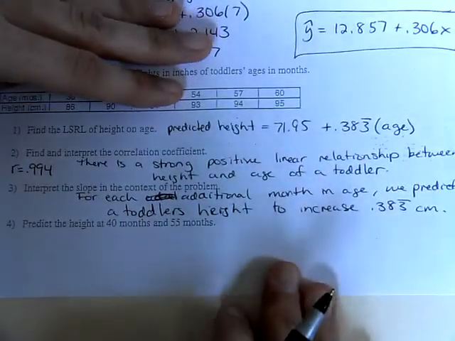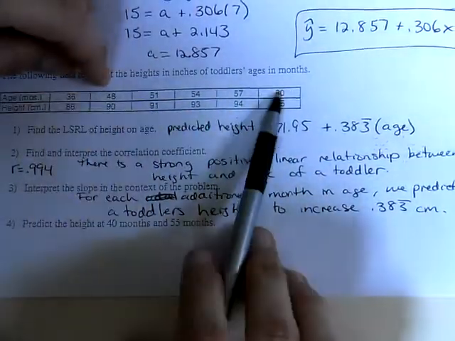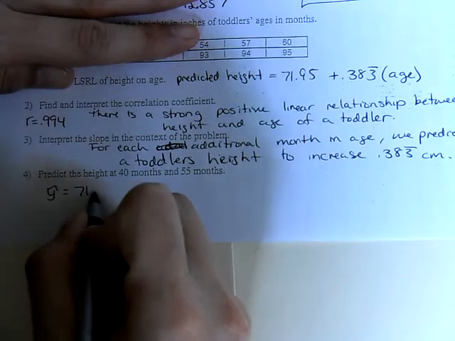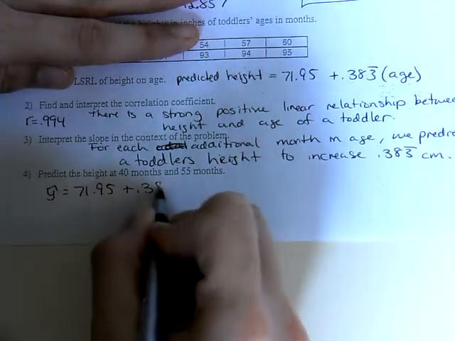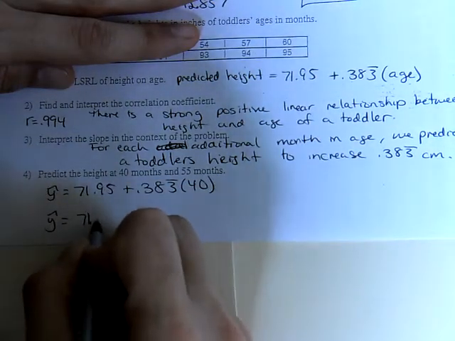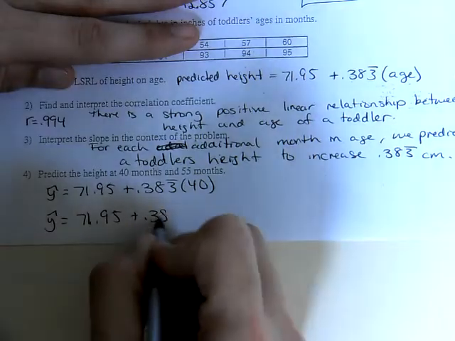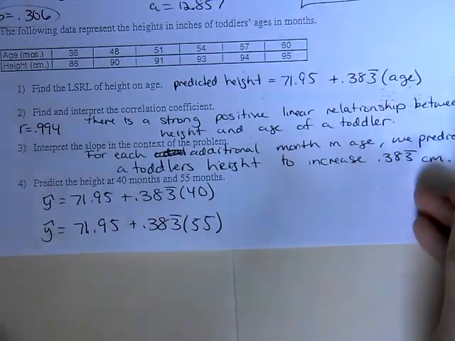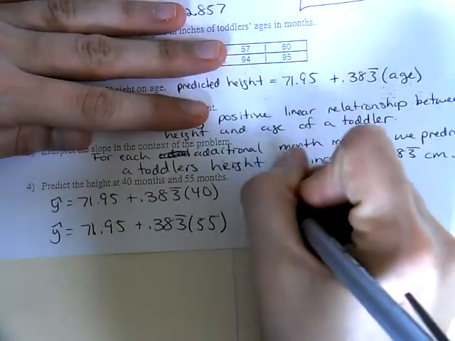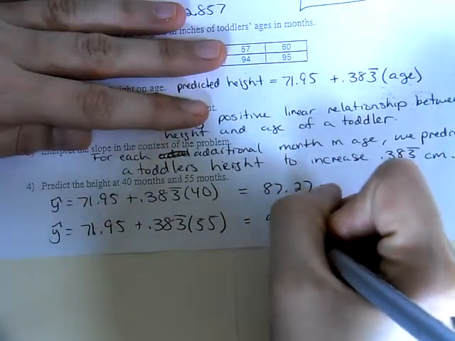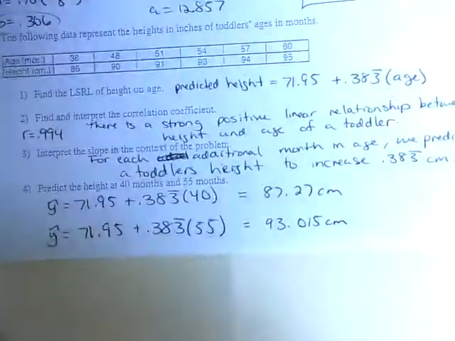Predict the height for 40 months and 55-month-old. Both of those are within our range of our data, so we're okay to do that. We don't have to worry about extrapolation. So again, you're going to do y hat equals 71.95 plus 0.383 repeating times 40, and 71.95 plus 0.383 repeating times 55. So for 40, you should get 87.27 centimeters, and for 55, you should get 93.015 centimeters.